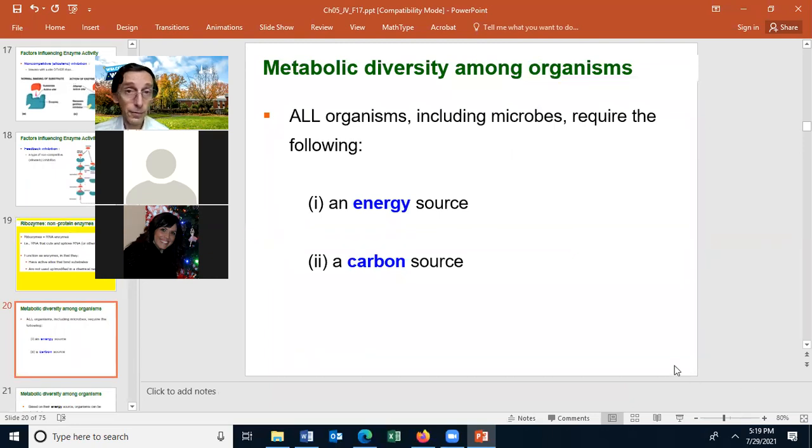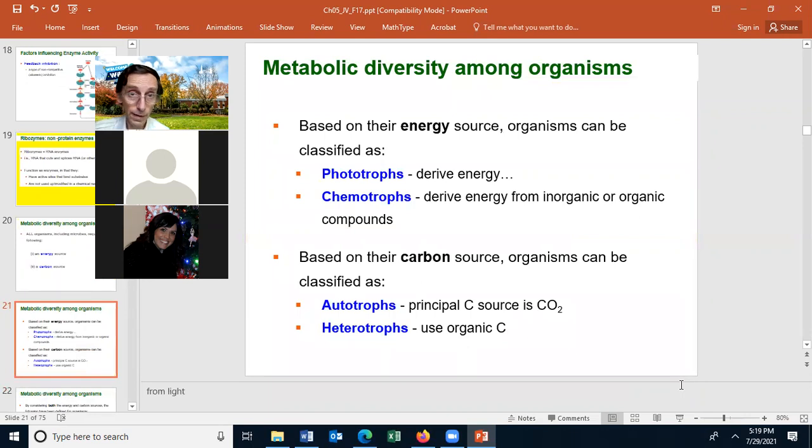So let's move on to metabolic diversity among organisms. All organisms, including microbes, require the following sources. They all require an energy source, and they all require a carbon source. We can categorize an organism based on its energy source. If the organism gets its energy from light, we call it a phototroph. If, on the other hand, the organism gets its energy from a chemical, either an inorganic or an organic chemical compound, we call them a chemotroph.